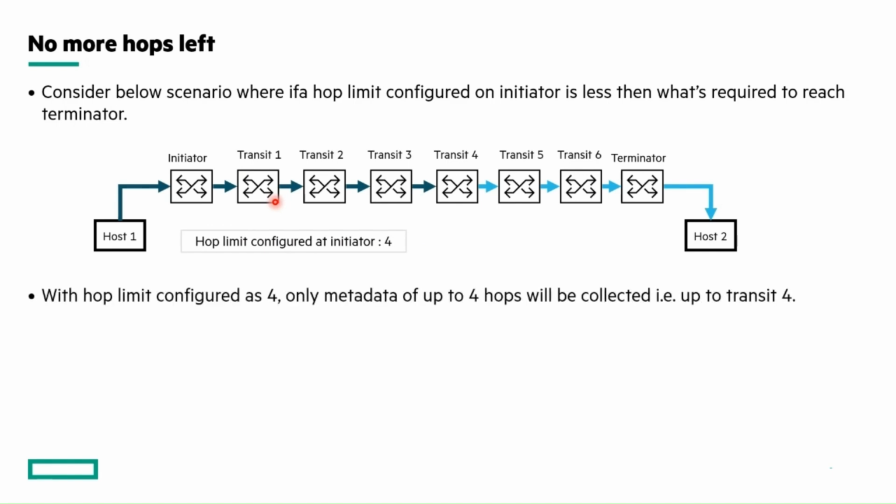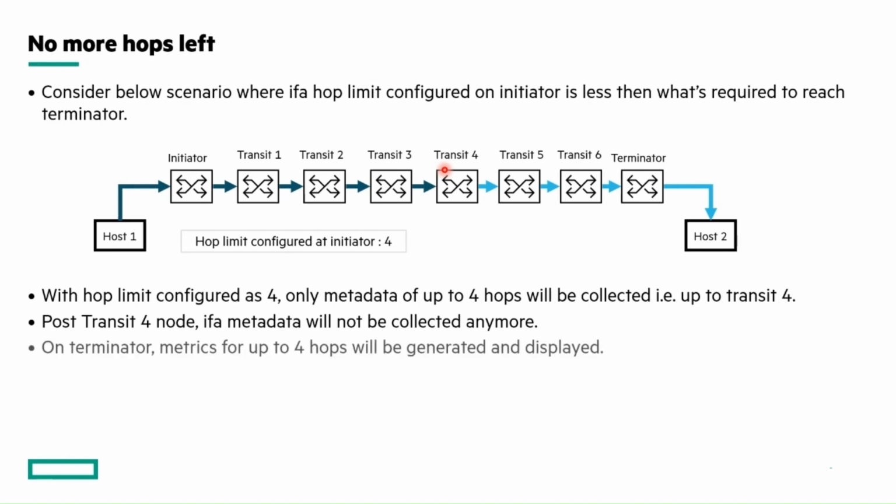Now with the hop limit configured as 4, only metadata of up to 4 hops will be collected, that is up to transit 4. Now what will happen after transit 4? After the transit 4 node, IFA metadata will not be collected anymore and will not be updated in the IFA flow coming from the back. But when it reaches the terminator, the metrics of up to only 4 hops will be generated and displayed on the terminator. So the metrics associated with these 4 hops will be generated and displayed on your terminator.